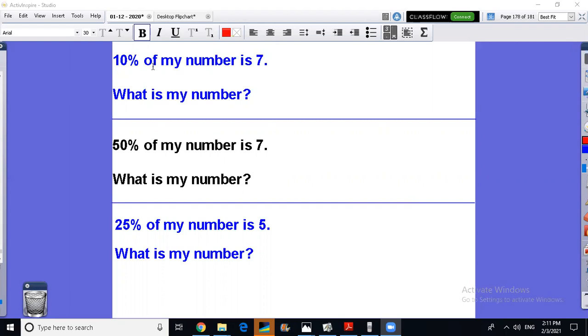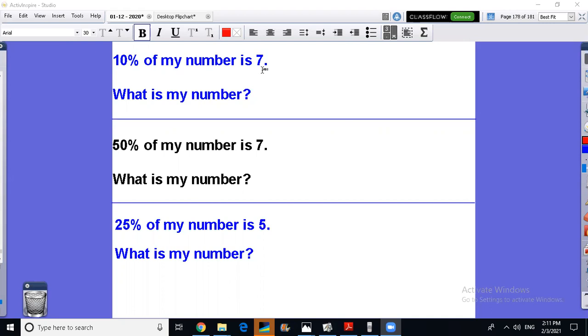10% of my number is 7. What is my number? So here, they're not asking you to find what is 10% of 7. No, this is not what they want you to do. You all know how to find a percent of a number. Of course, 10 over 100 and of 7, but this is not what they want here. They want 10% of my number. What is my number? So 10% of what?